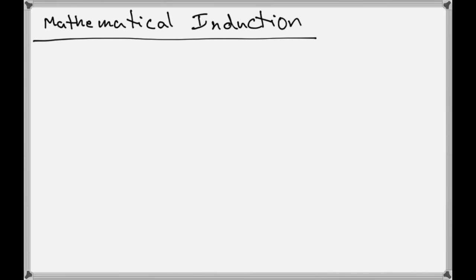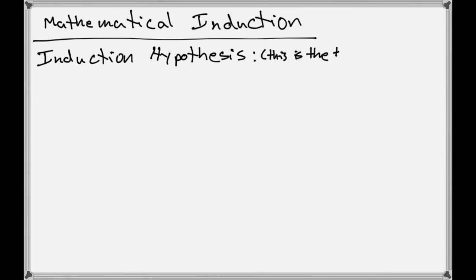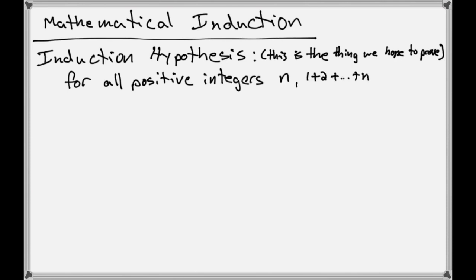So mathematical induction is a proof technique that involves several steps. We begin with something we call the induction hypothesis. This is the thing that we're hoping to prove using induction. For example, we may want to prove the statement that for all positive integers n, 1 plus 2 plus 3, etc., all the way up through n is equal to n times the quantity n plus 1, all divided by 2. That's what we want to prove for all positive integers n.